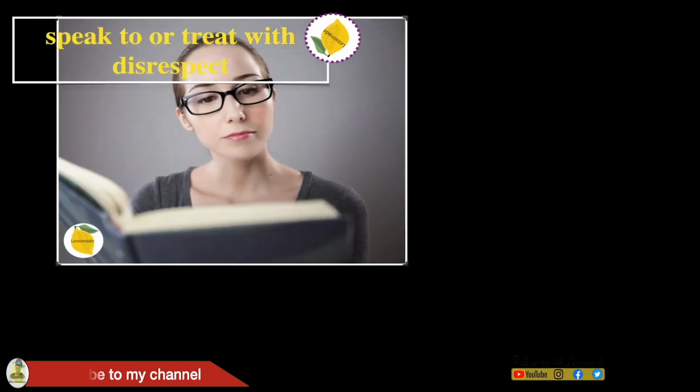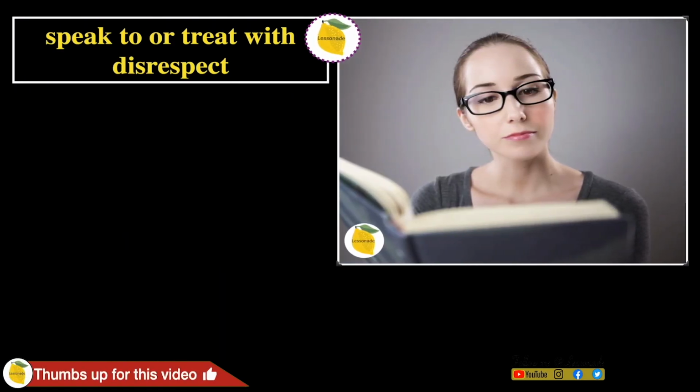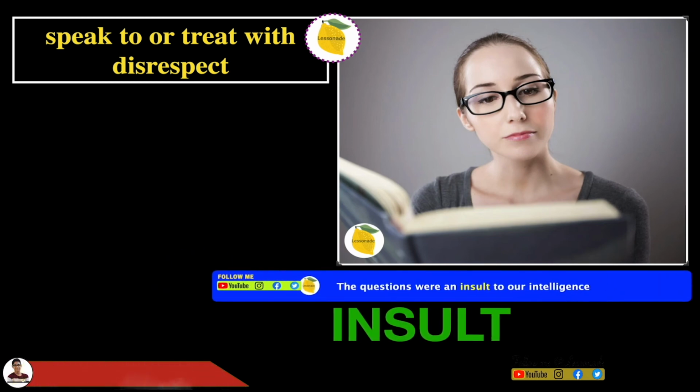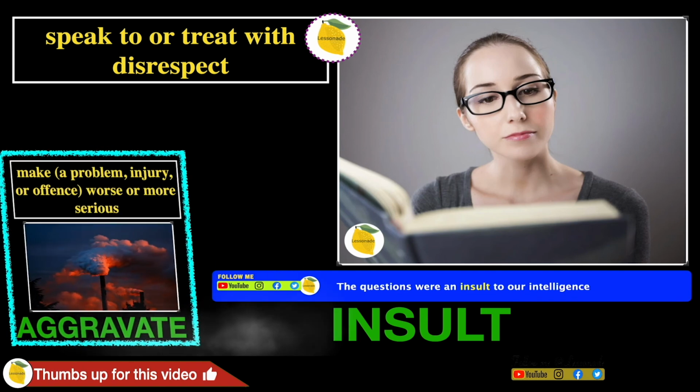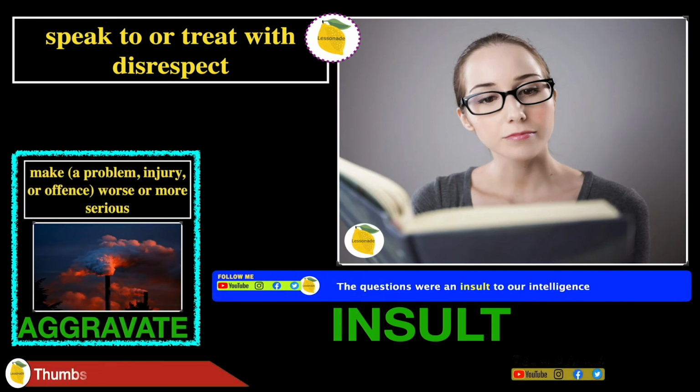The next one is speak to or treat with disrespect. In this picture we can see someone who's studying a book, and therefore the word will be insult. And the sentence for this word is, the questions were an insult to our intelligence. So once again, before we go on to the next one, let's try to recall the previous slide. And the previous slide is aggravate. Let's go on to the next one.